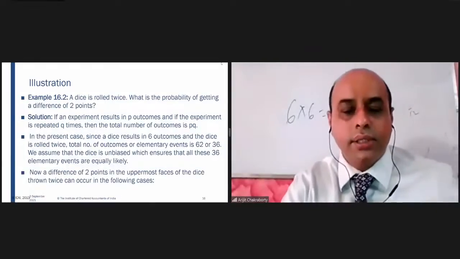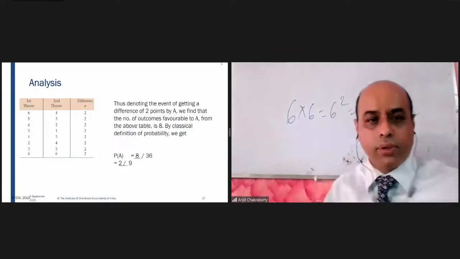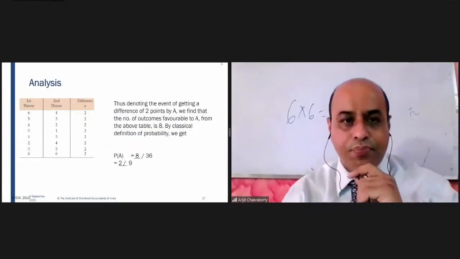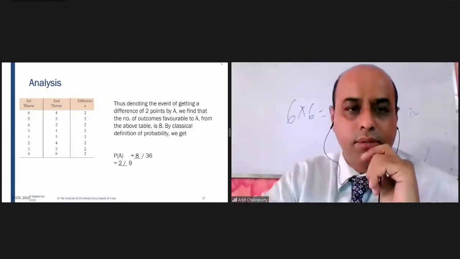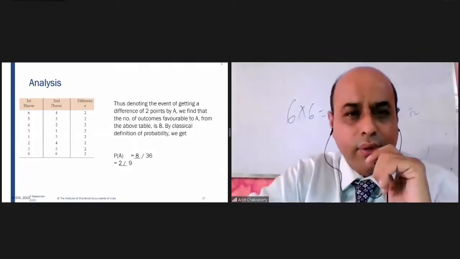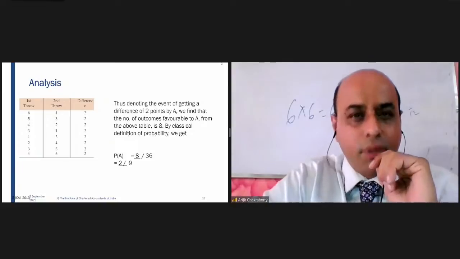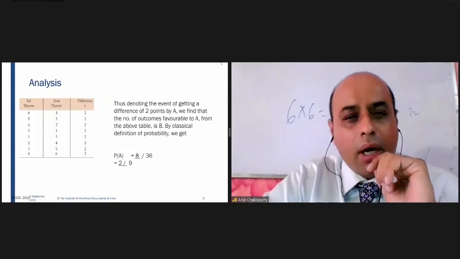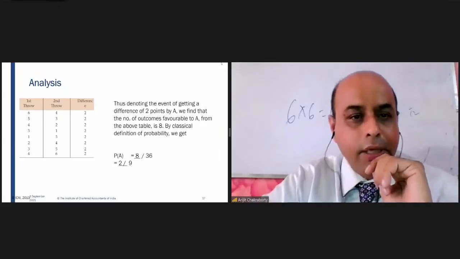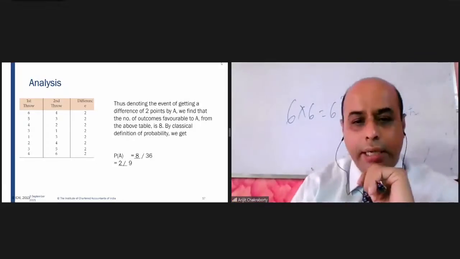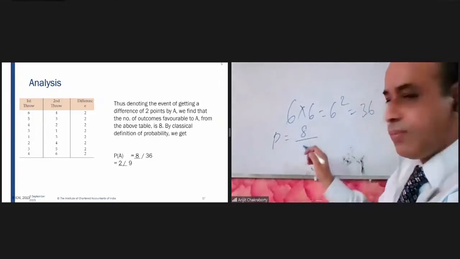Now the question is, you have to get a difference of 2 points. How will you get the difference of 2 points? Now please see the row here. First throw and the second throw. 6 and 4. If you get first dice comes to 6, second dice comes to 4, difference is 2. In this way, all the possibilities are noted. So we can get a difference of 2 under how many conditions? So please note the number of possible or favorable events. So we have 1, 2, 3, 4, 5, 6, 7, 8. That means the number of favorable events is 8 and the number of possible events is 36.